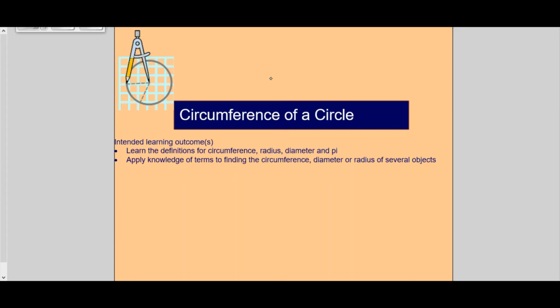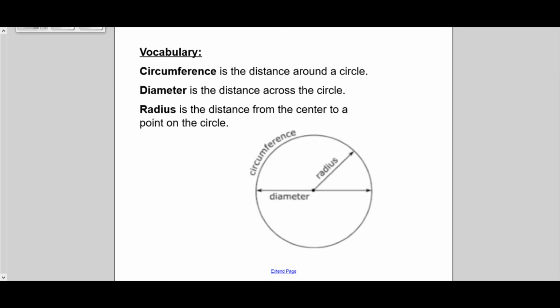This lesson is called Circumference of a Circle, so you'll be able to find the circumference, the radius, and diameter of a circle, and then you'll be able to apply the knowledge to everyday objects. So let's look first at some vocabulary.